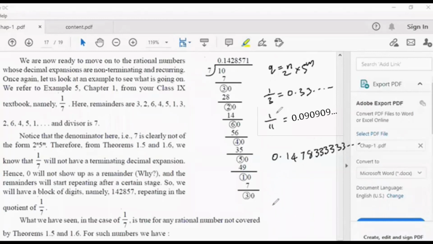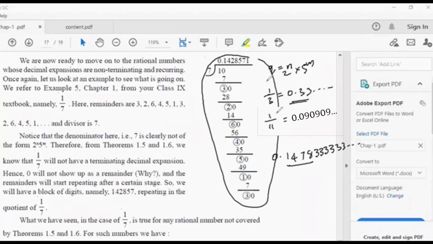Recurring means repeating. It will be repeating after some place. For some examples, it will recur from the first place itself. In some situations, after some places, the decimal form will repeat. So to find the recurring decimal places of such rational numbers, you can use the long division method.